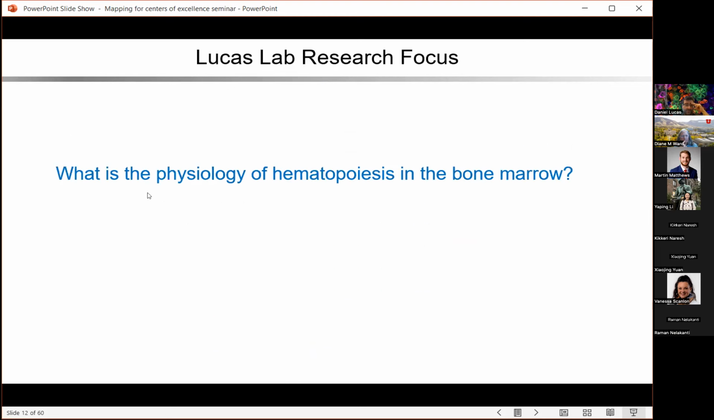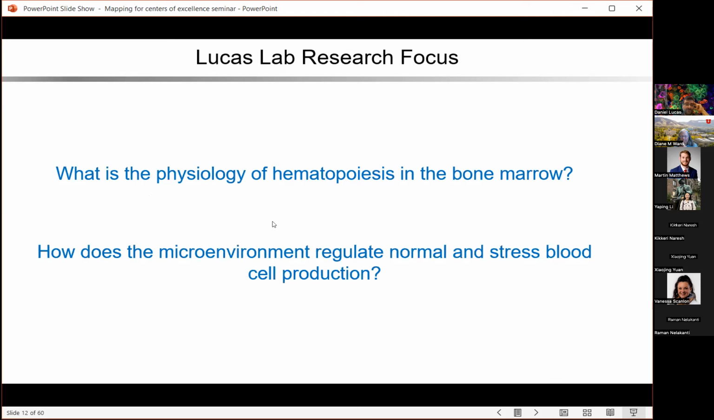My lab tries to understand what is the physiology of hematopoiesis in the marrow and how the bone marrow functions as a tissue. And more specifically, how does the microenvironment regulate normal and stress-driven cell production?